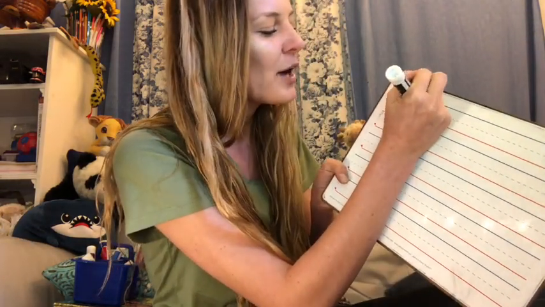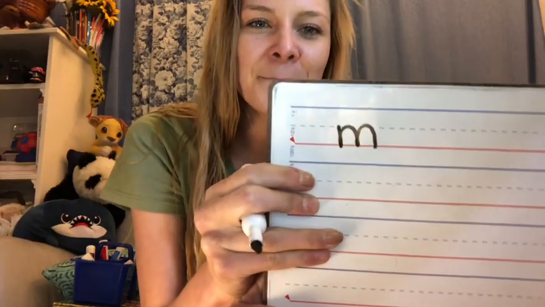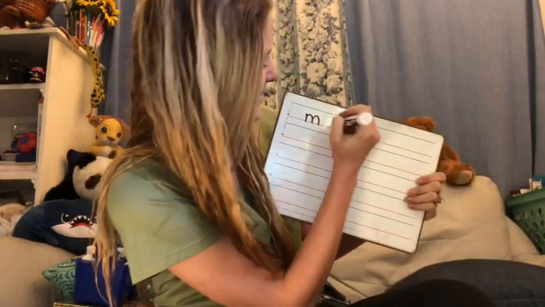Very similar to the letter N is M. And with the letter M, I think of a two-humped camel. So it's gonna go down, hump, hump, M. Now let's practice writing it. Down, hump, hump, M. Right? Down, hump, hump, M.